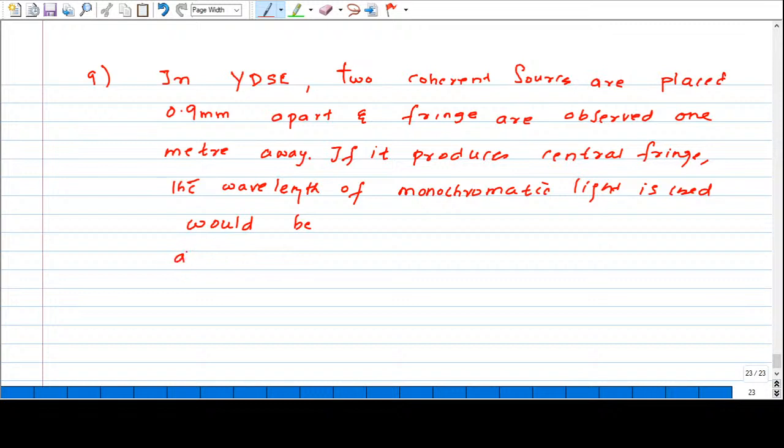The option A is, it is 60 into 10 power minus 4 centimeter. Option B is 10 into 10 power minus 4 centimeter. Option C is 10 into 10 power minus 5 centimeter. And option D is 6 into 10 power minus 5 centimeter. So the question, we have to see the important point here. So let us write down the given values. What are the given values here?